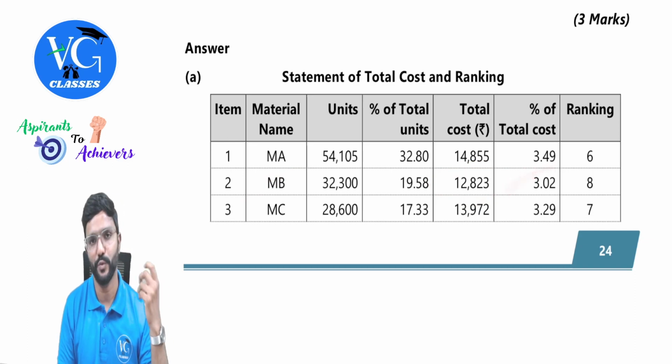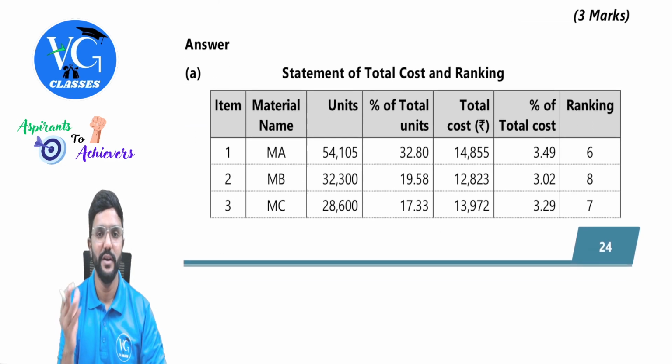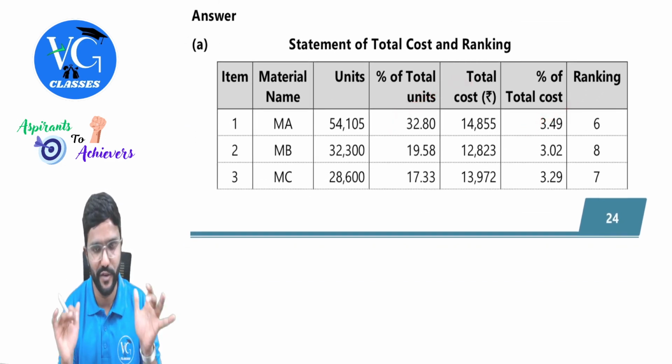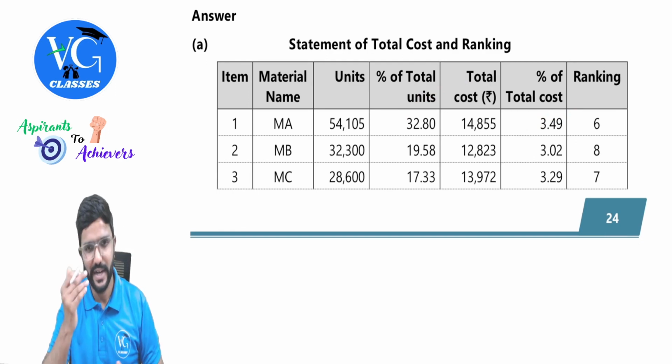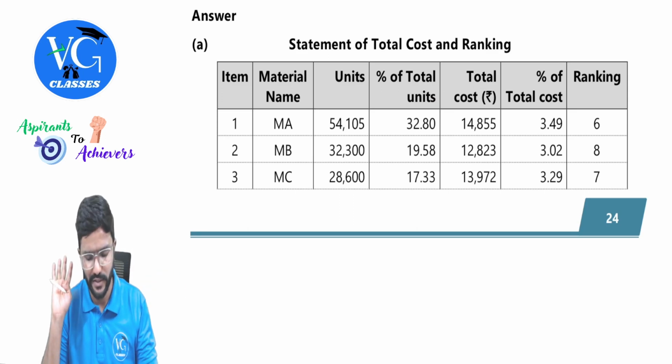Okay, chalo. Same way for MB, we need to do 12,823 divided by 4,25,000 into 100. We will get 3.02. Same way we need to do for each of the products, guys. This will definitely be time consuming, because sir, we need to do this for each of the products. Yes, but try to do it quickly, because once you get used to these calculations, it is quick calculations you have to do.